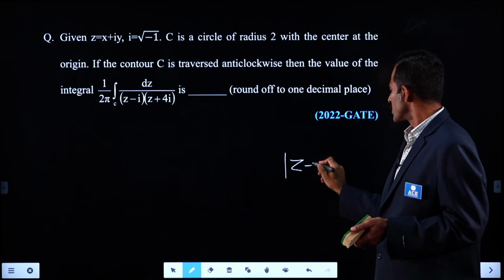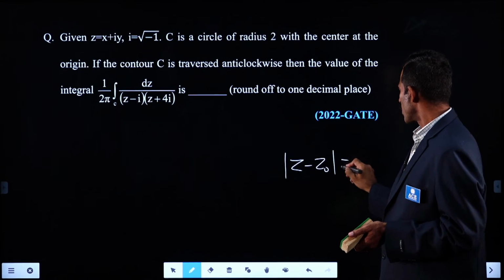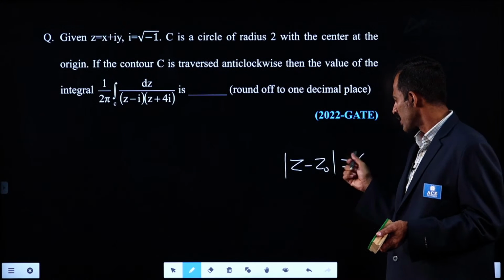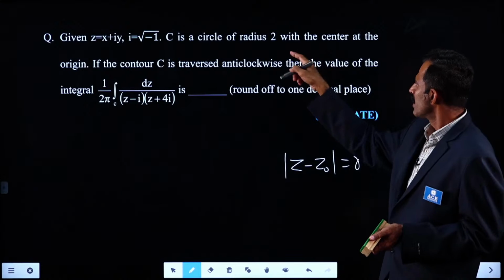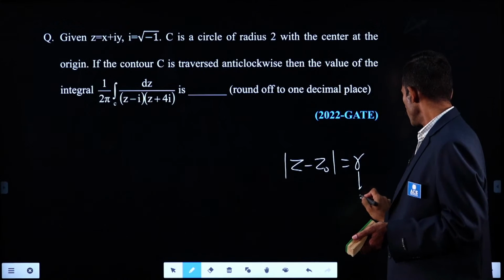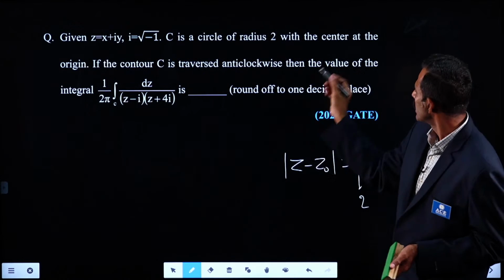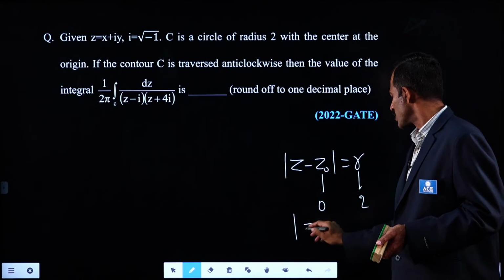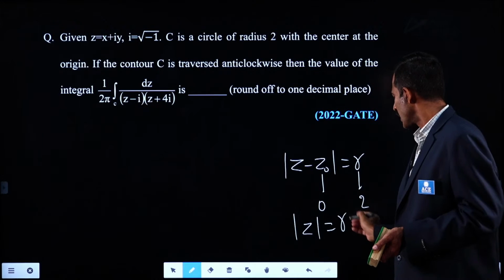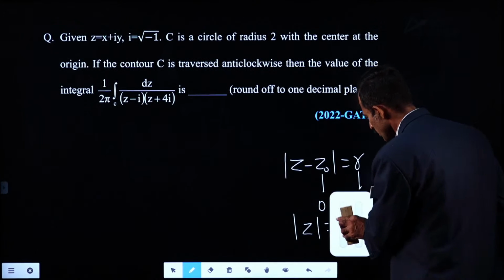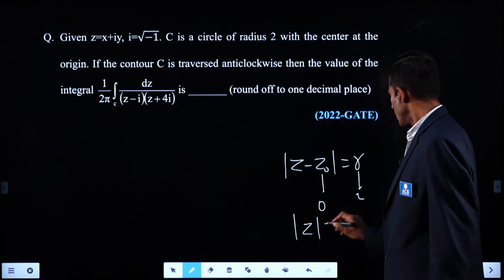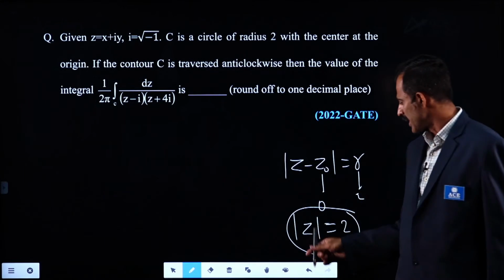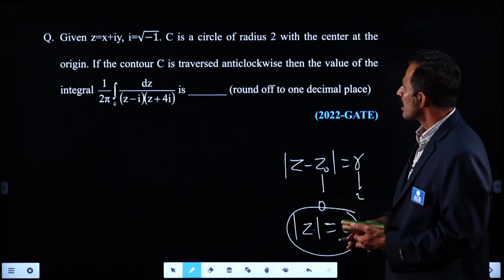The general equation of a circle with center at z0 and radius r is like this. And here this radius is 2, and z0, the center at the origin, means this is 0. So finally this becomes mod z equal to r. It is the equation of the circle. This is the given equation of a circle with center at the origin and radius 2.